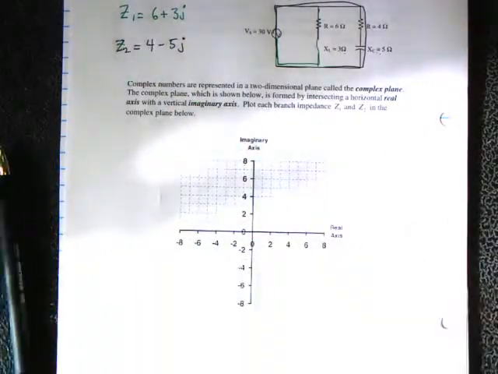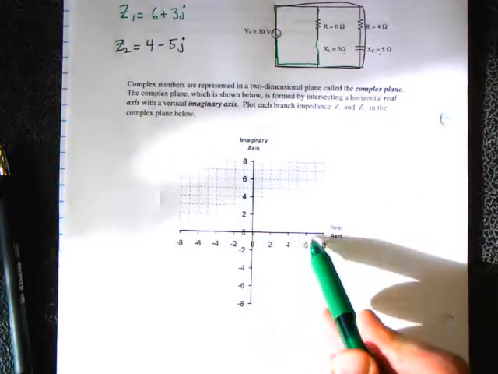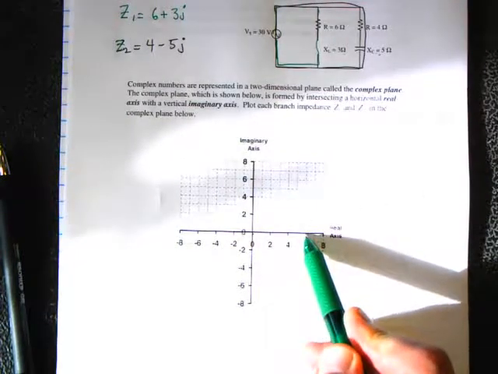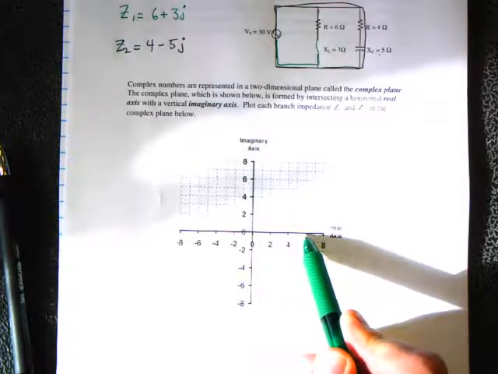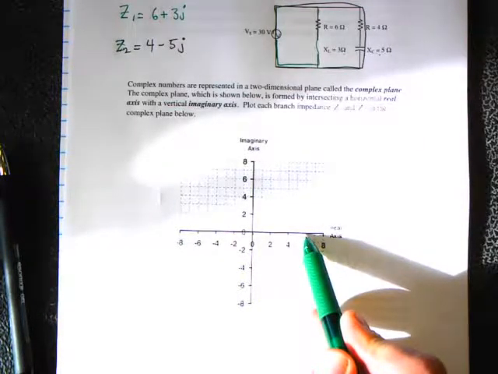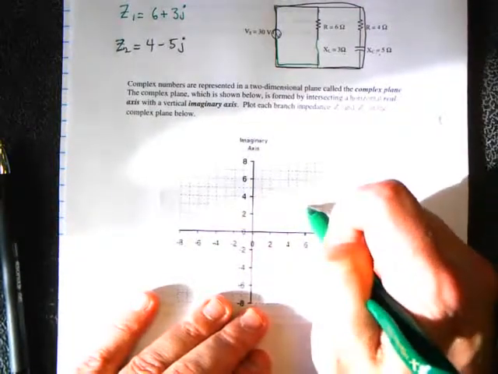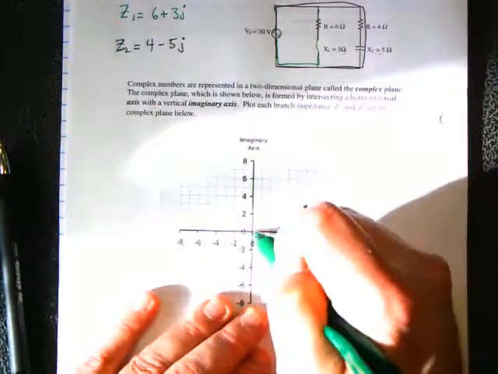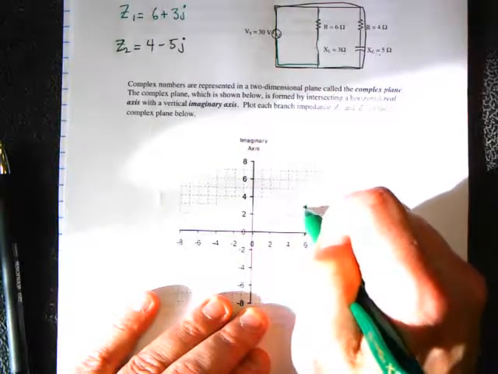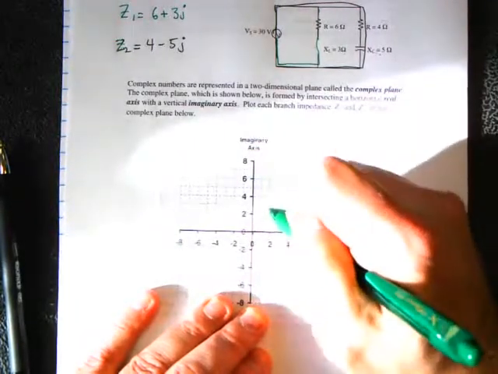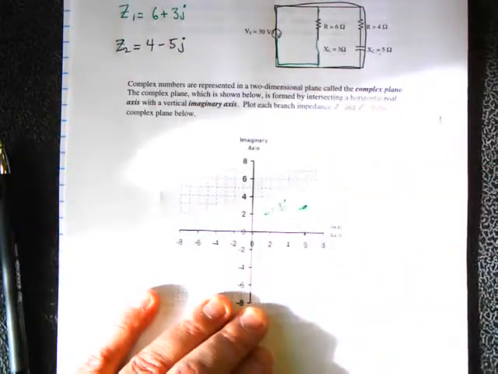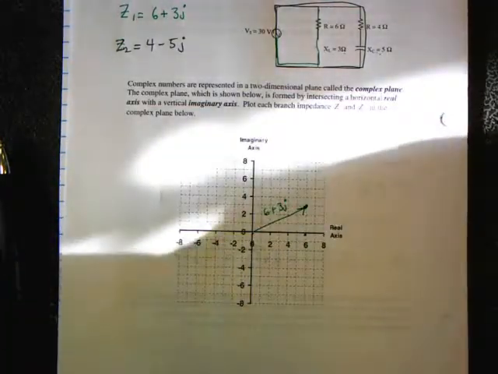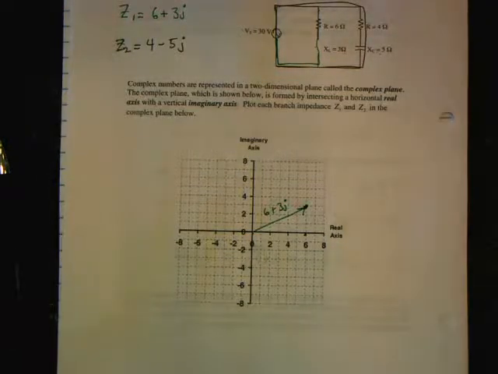Well, the real part is 6, so I'd start at the origin and go to the real part, which is 6. And then the imaginary part is 3, so I would go up 3. And these are quite often represented as vectors. So we would write 6 plus 3j. All right, so does anybody know why we use the letter j here instead of the letter i?